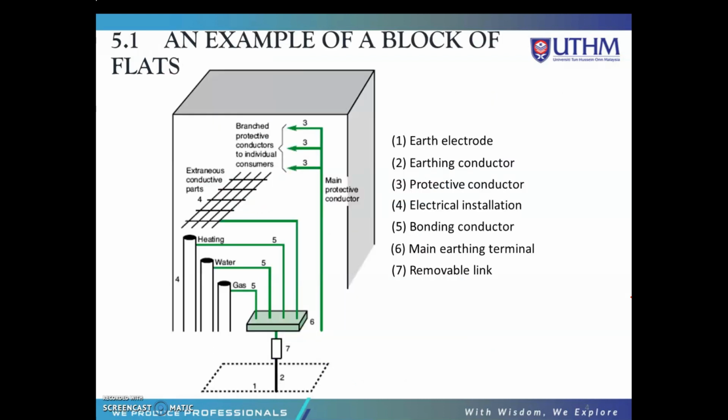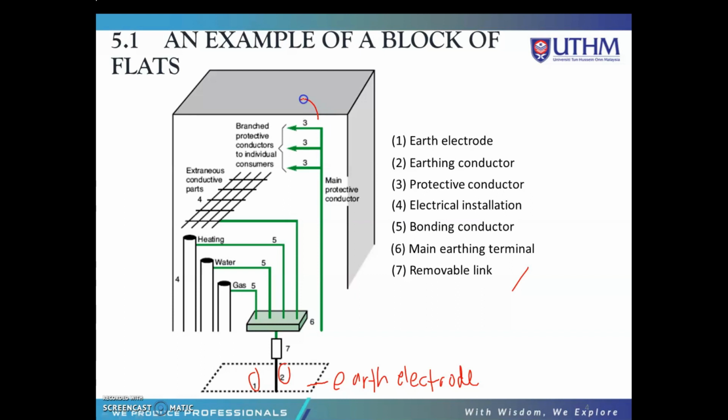So this is an example of a block of flats. From here you can see number one is the earth electrode. You refer to this point and then you refer to the numbering on the diagram. So number one is the earth electrode. Number two is the earthing conductor.